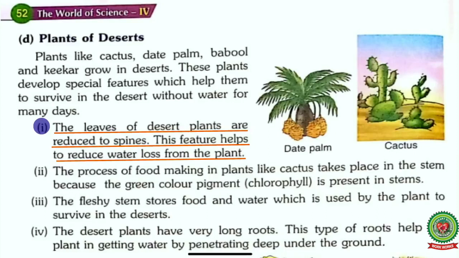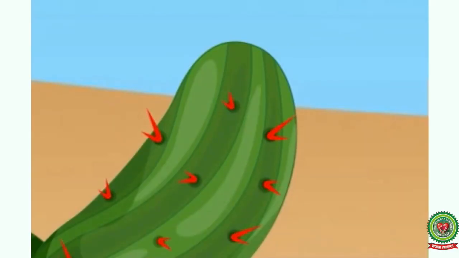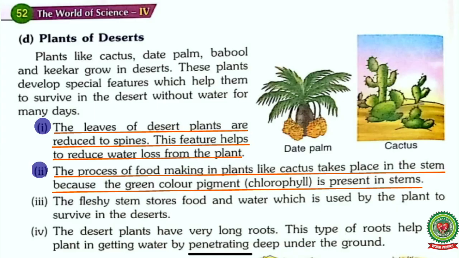This feature helps to reduce water loss from the plants. So students, the leaves of desert plants are modified into spines and spines prevent the water loss from the plants as there is less rainfall in deserts. Number 2. The process of food making in plants like cactus takes place in the stem because the green color pigment chlorophyll is present in the stems.